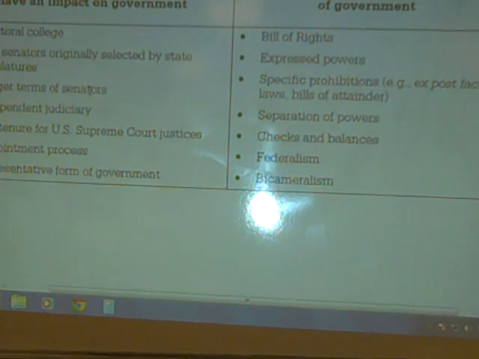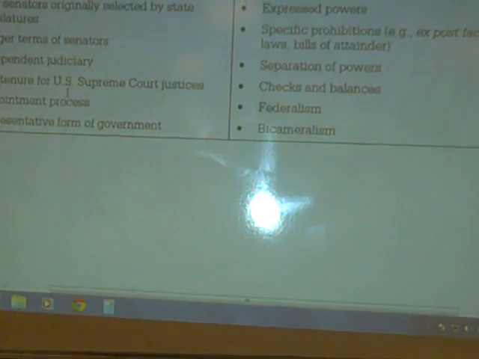Longer term lengths of senators makes them less responsive to majority rule because they don't have to worry about election as often. The independent judiciary, which is the idea that we don't elect our judges, means they don't respond to majority opinion. Life tenure for the Supreme Court judges, and this is also true of all national judges, means they don't have to worry about re-election, and therefore they don't have to worry about popular opinion. The appointment process is just another reference to the idea that our judiciary is not elected, they are appointed.